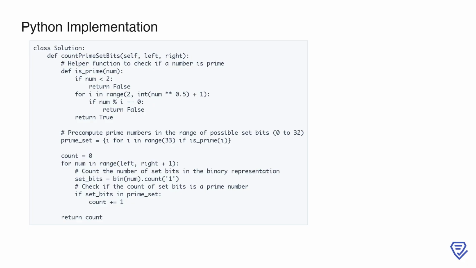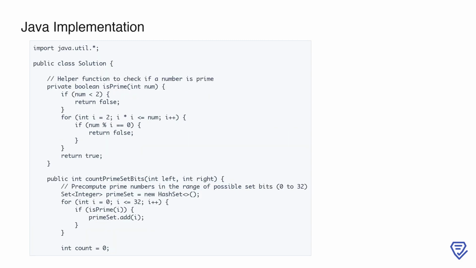The algorithm is efficient due to the pre-computation of primes and the direct use of Python's built-in functions for binary representation and counting bits. Here, we start by importing the necessary utilities and defining our Java solution class. Inside it, we create a helper method called isPrime, which determines whether a given number is a prime number. This method checks if the number is less than 2, in which case it's not prime. For numbers 2 or greater, we iterate from 2 up to the square root of the number, and if we find any divisor, we return false. Otherwise, the number is prime, and we return true.